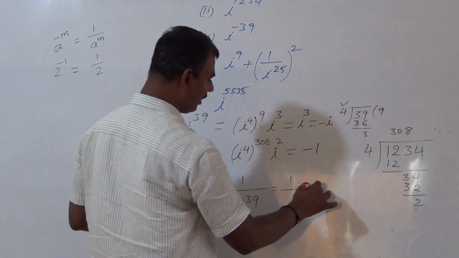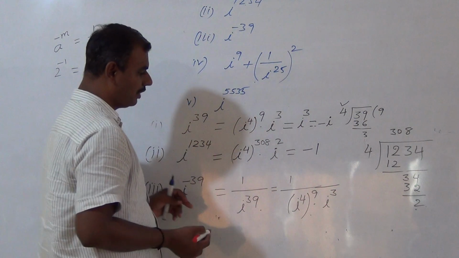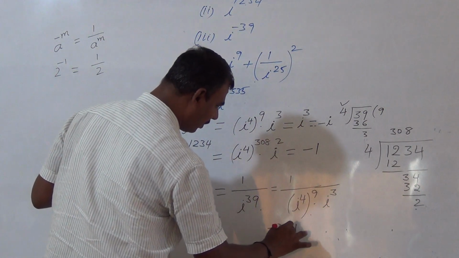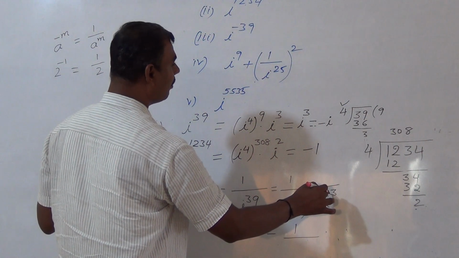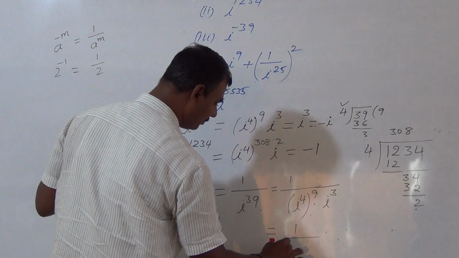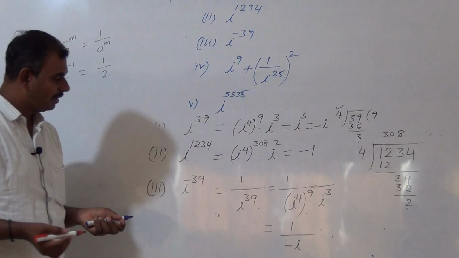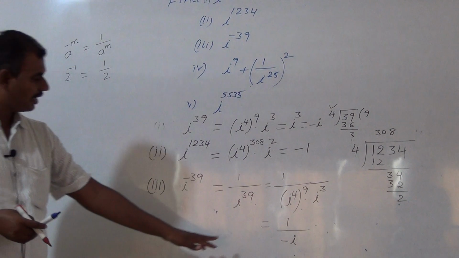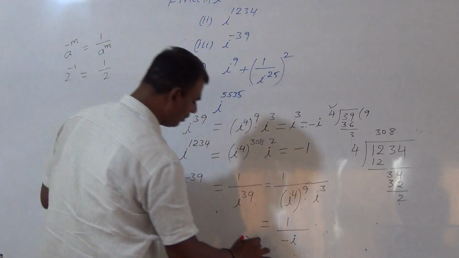36, remaining carry. How much remainder? 3. So i raised to 3 is equal to 1 upon, this value will be 1 and this value will be minus i. So minus i. Observing, is this in a plus ib form? No, it is not in the form of a plus ib.